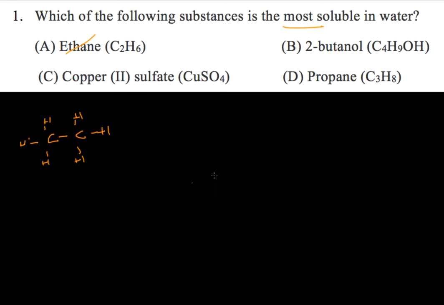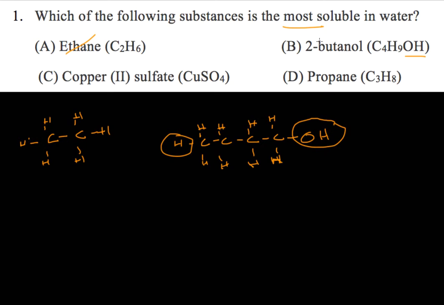Now 2-butanol will be polar. It has 4 carbons, 9 hydrogens, and an OH group. Now, this is an H, this is an OH, so this is polar. So that could potentially be soluble, but it's not very likely that it's going to be the most soluble given the structure.